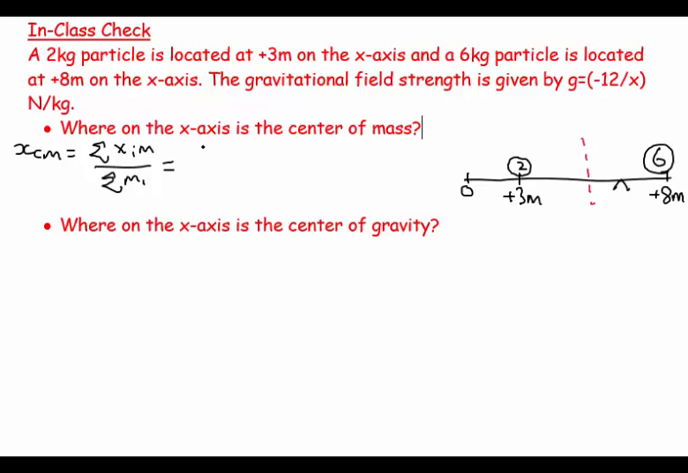So we can say this would be 3 times 2, plus 8 times 6, divided by the two masses added together, 2 plus 6. So this would equal 6 plus 6/8 of 48. 6 plus 48 is 54.